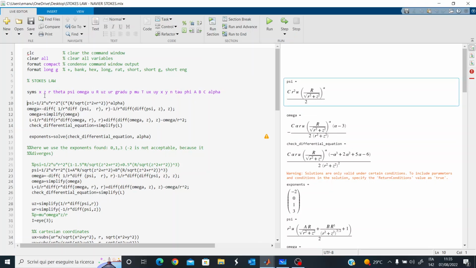I have defined some symbolic variables. This is what you do in Matlab. You define the variable x, z, r, then you define theta, then you define psi, omega, and this omega here represents omega theta, which is the only non-zero component for omega. Then you have u. This u here represents u infinity, so the velocity very far from the sphere. Then we have the radius of the sphere, the component uz, the component ur. Then this grad u represents the gradient of the velocity.